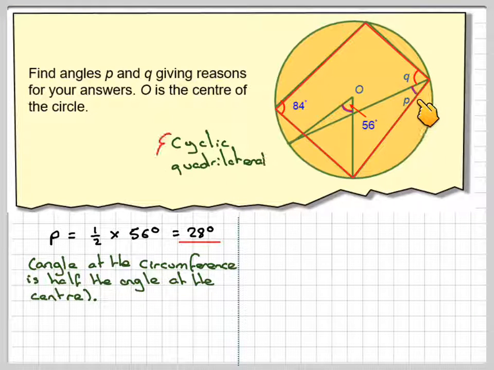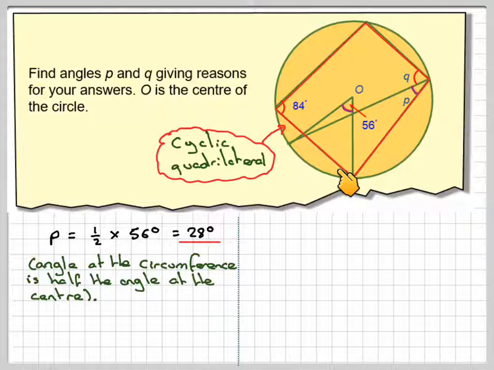Right, for the second bit, find the second angle. The red bit here that I've just outlined is called a cyclic quadrilateral. Cyclic because all the four vertices touch the edge of the same circle, and then the opposite angles of a cyclic quadrilateral add up to 180. So we're going to say that this angle plus this angle is going to be equal to 180.